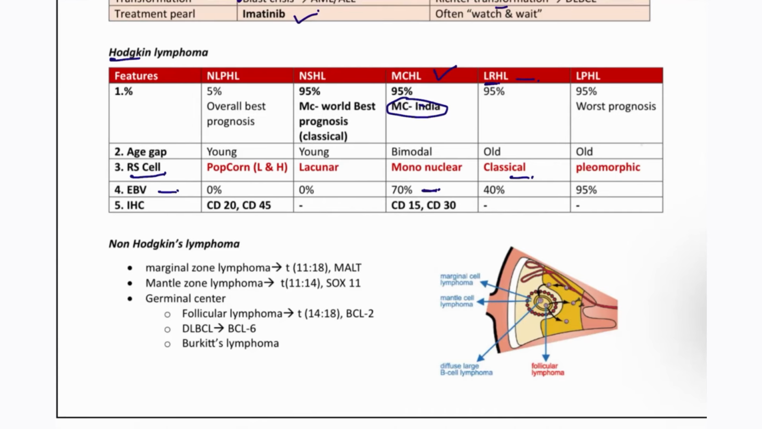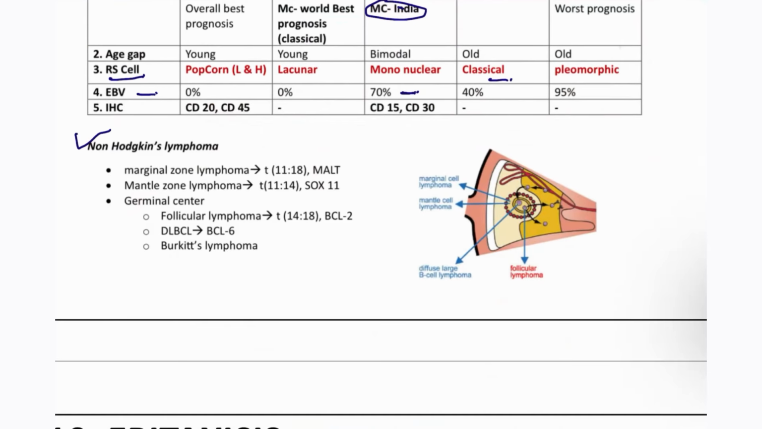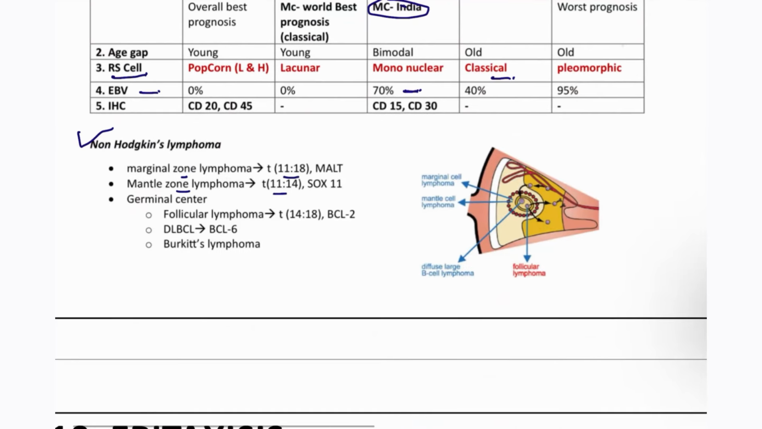Okay, next, coming to the non-Hodgkin types of lymphomas, you have the different types: marginal zone, mantle cell, and also follicular lymphoma, Burkitt's lymphoma. Okay, these all are translocations. At least you have to remember Burkitt's lymphoma, the c-MYC gene will be important, and also the starry sky appearance.